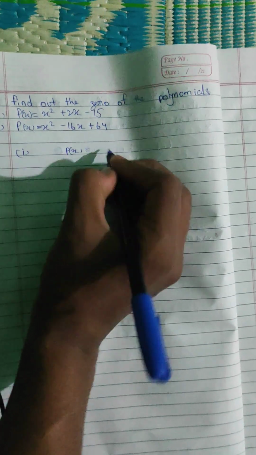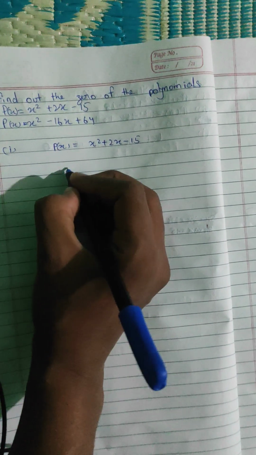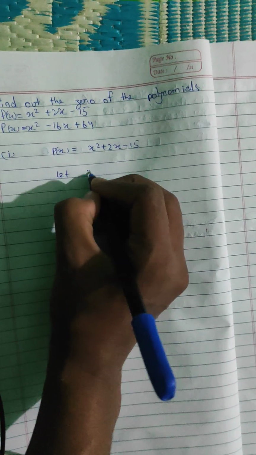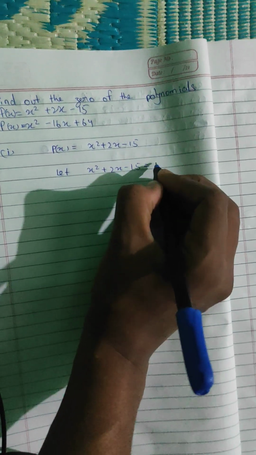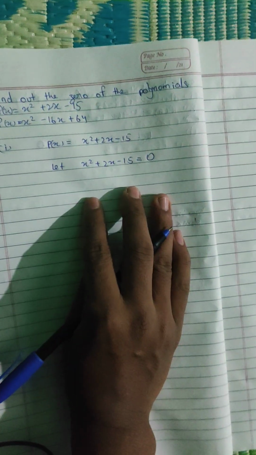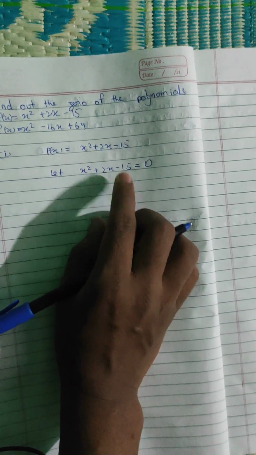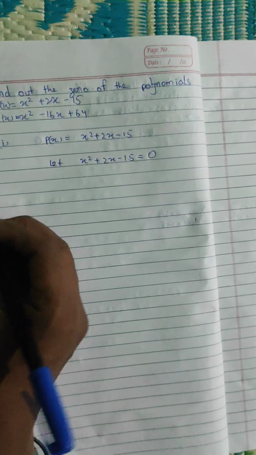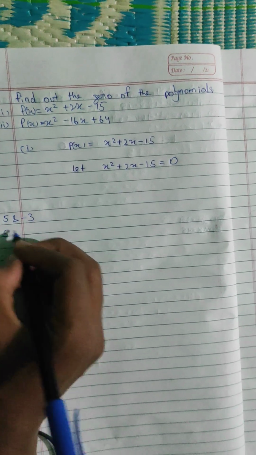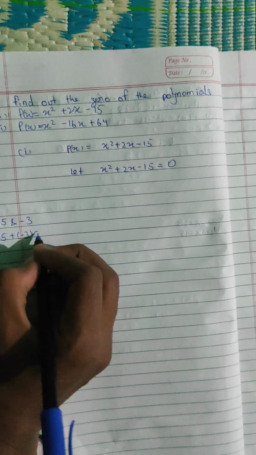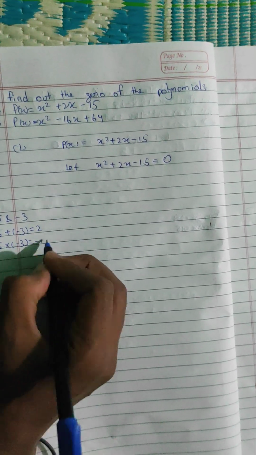p(x) = x² + 2x − 15. Let's take x² + 2x − 15 = 0. We have to find two numbers which add to get 2 and multiply to get −15. Let's take 5 and −3: 5 + (−3) = 2, and also 5 × (−3) = −15.